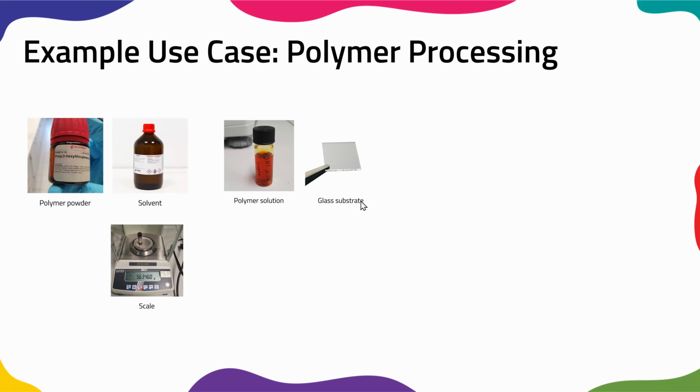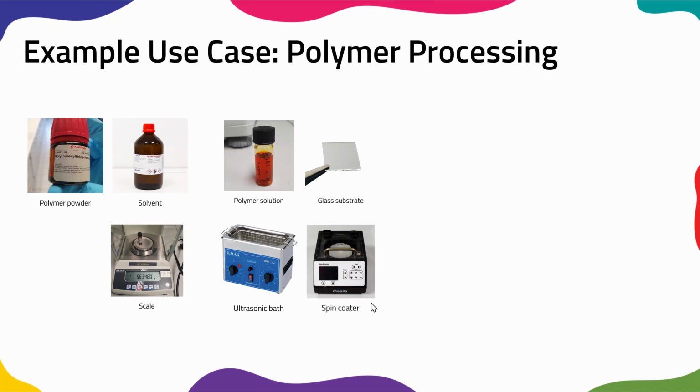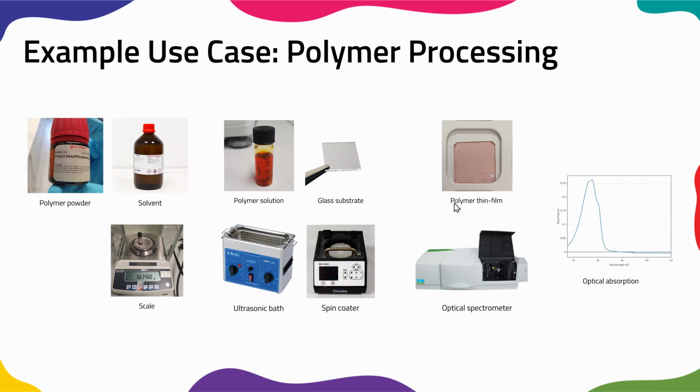And then we have also glass substrates. We clean them using the ultrasonic bath. And then we want to spin coat a thin layer of this polymer on top of this glass substrate. And finally, measure the optical absorption of this polymer thin film and get a graph like this. And we want to have it in our ELN.